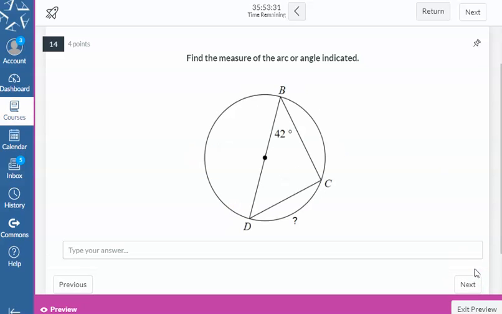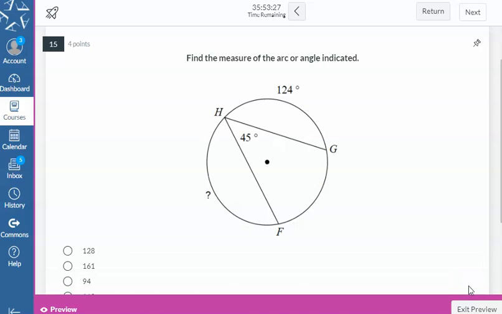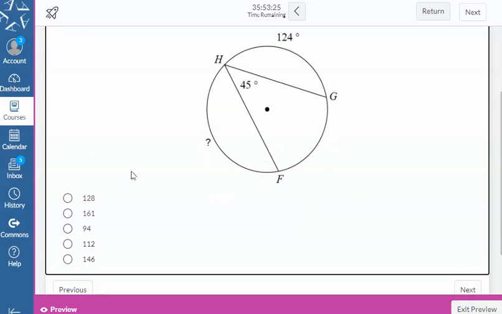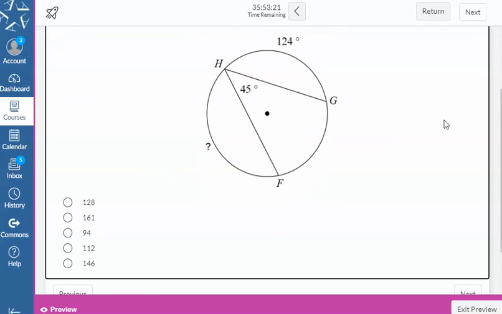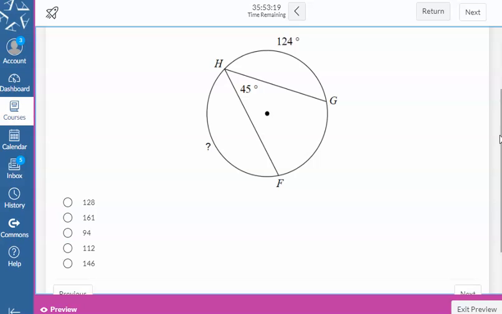I'm going to do this one. There's another easy one. I'm going to do this last one with you guys, and then I'm going to let you guys go, or you can stay and ask questions if you have any.